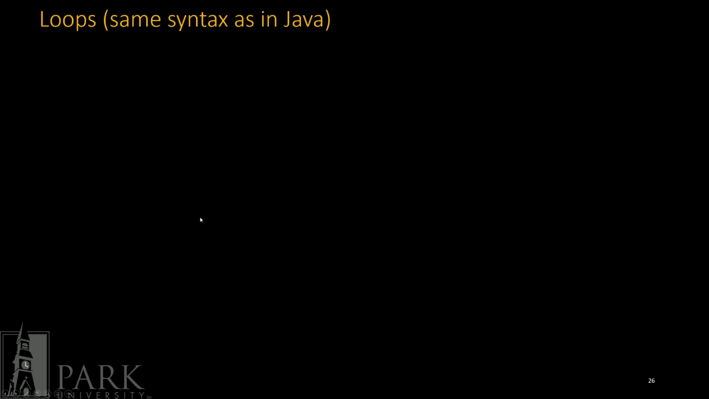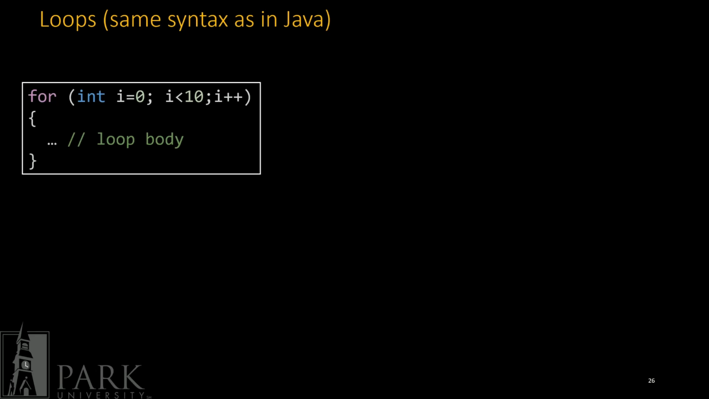So now let's turn our attention to loops, which again, are the same as they are in Java. We have our standard for loop, where we have our initialization, our stop condition, and then we have our incrementing function right here. So we're going to start with i equal to 0, while i is less than 10, and we're going to increment i at the end of the body of the loop, right?